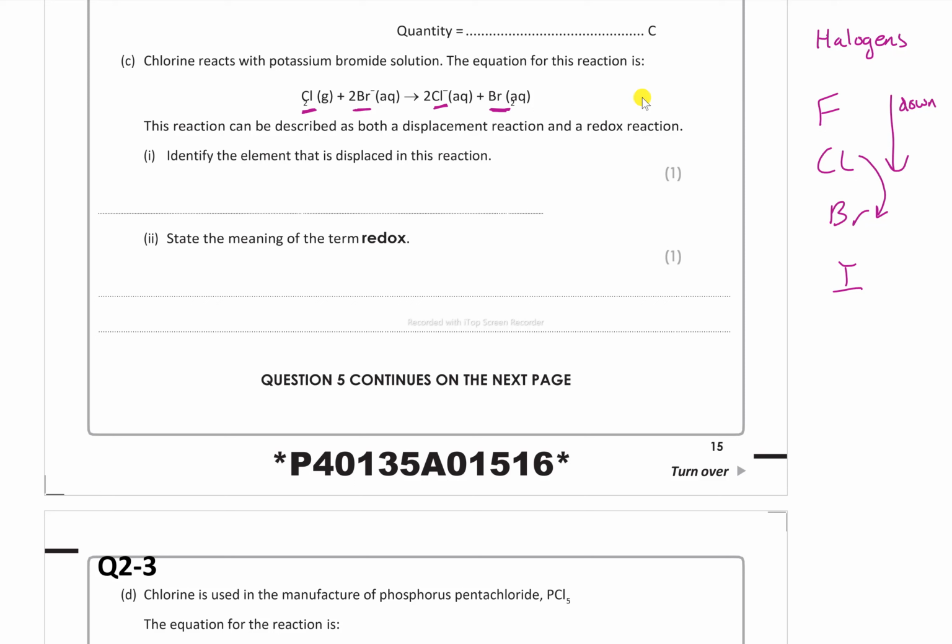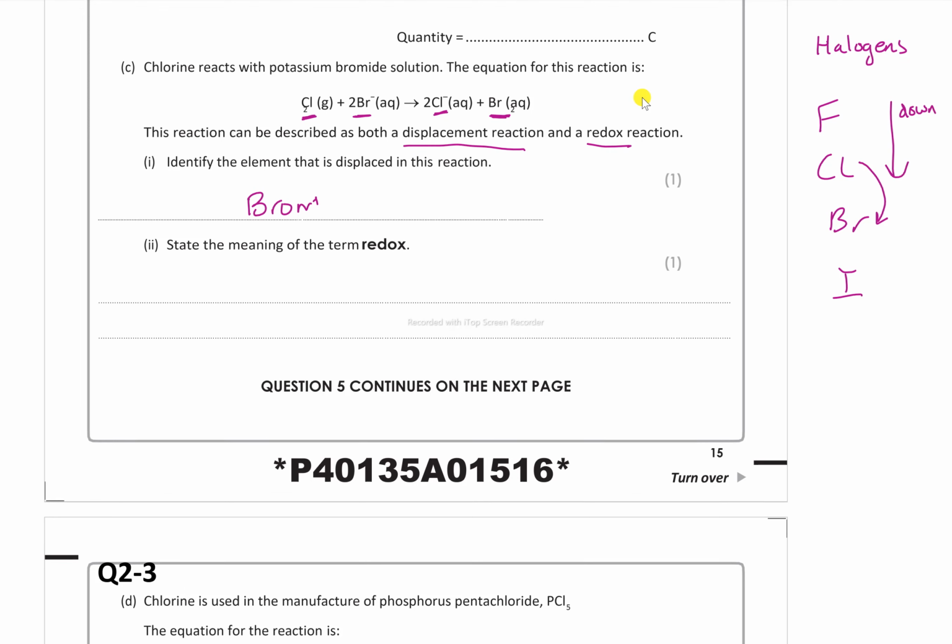Identify the element that is displaced. So this can be described as a displacement or redox reaction. Which element has been displaced? It's the bromine. The bromine has been kicked out from its position. Bromine. Yeah.